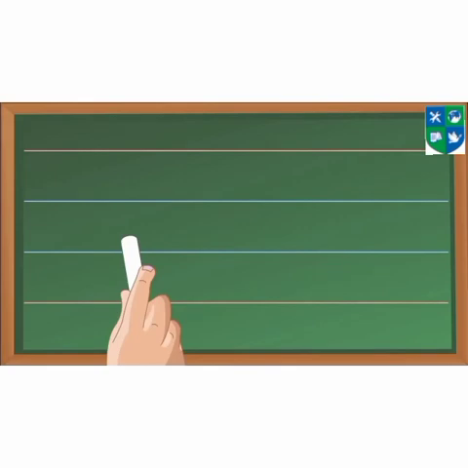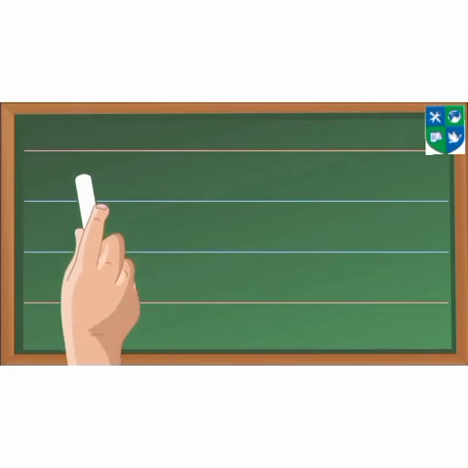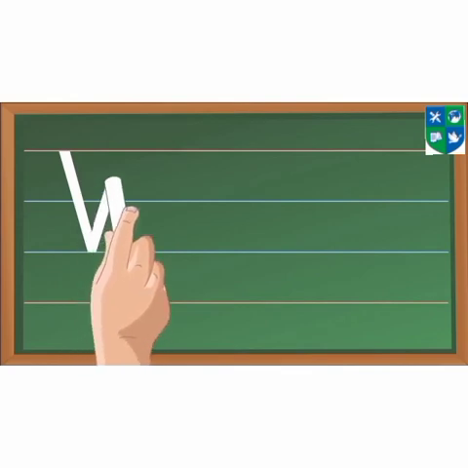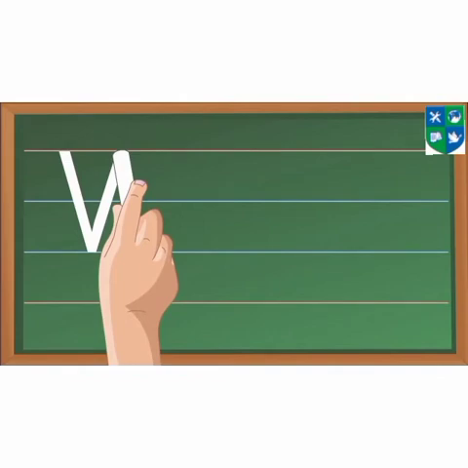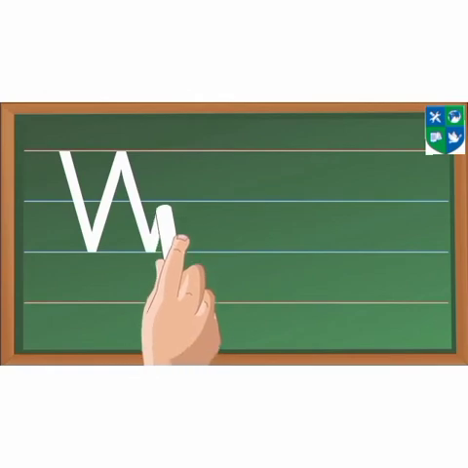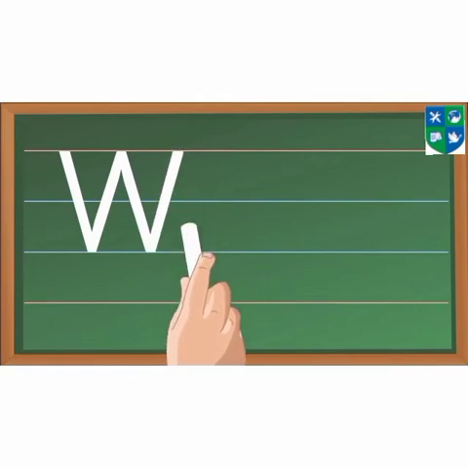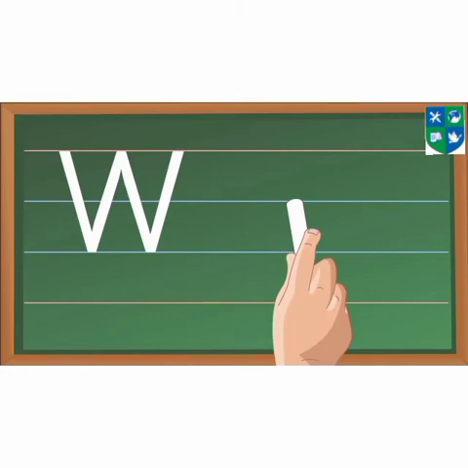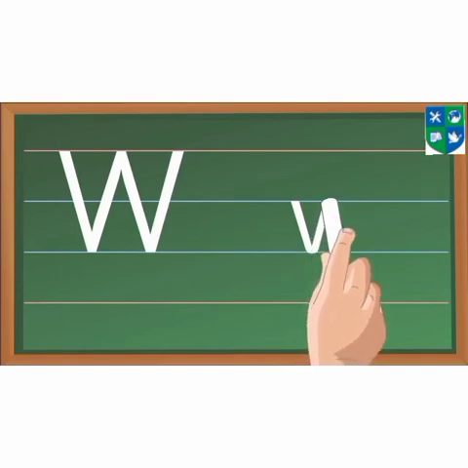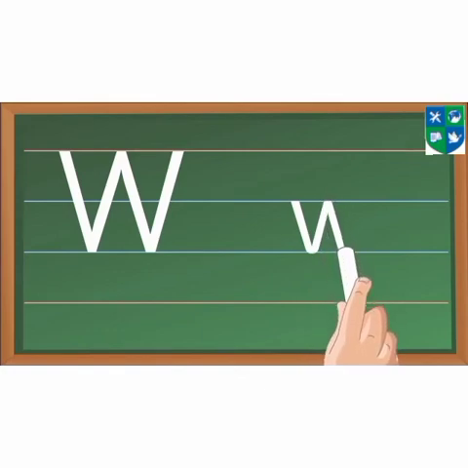Till W. Start from the top and draw a slanting line down to the right, then up to the top. Now, again make a slanting line downwards and then a slanting line to the top. Small w. Start from the middle and make a slanting line down to the right and then make a slanting line up to the right. Now, make another slanting line down to the right and lastly make one more slanting line up to the right.